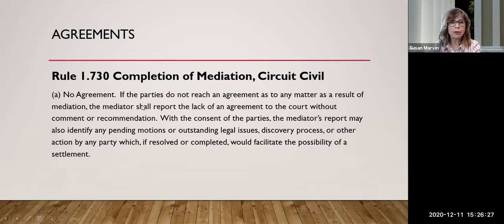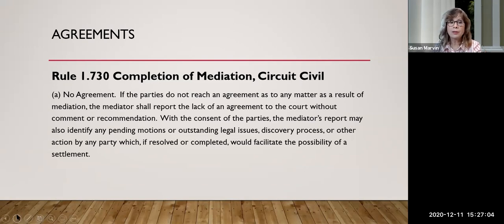This subsection also says, and we're going to talk more about this later, but you need to read that second sentence. With the consent of the parties, the mediator's report may also identify any pending motions or outstanding legal issues, discovery process, or other action by any party, which, if resolved or completed, would facilitate the possibility of a settlement. So keep that sentence and this identification of a resource to go back to in your mind.